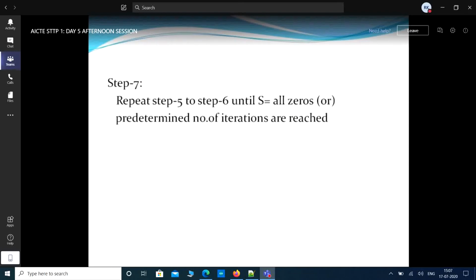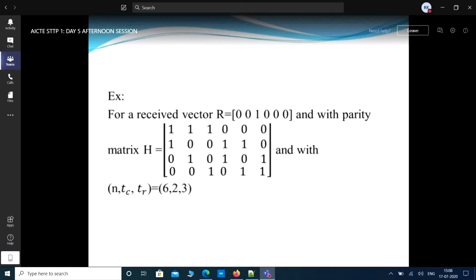LDPC decoding design. Write a MATLAB program where the number of iterations is predefined. The average is 30 iterations and the maximum is 100 iterations. Then you can stop the procedure even if you are not getting S equal to zero. We get better performance up to 100 iterations, and an average of 30 iterations is enough to stop the iterations or simulations.